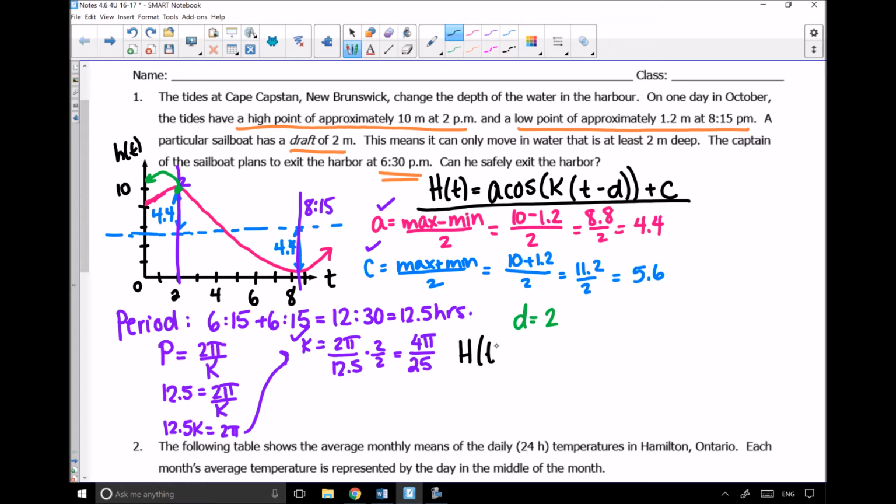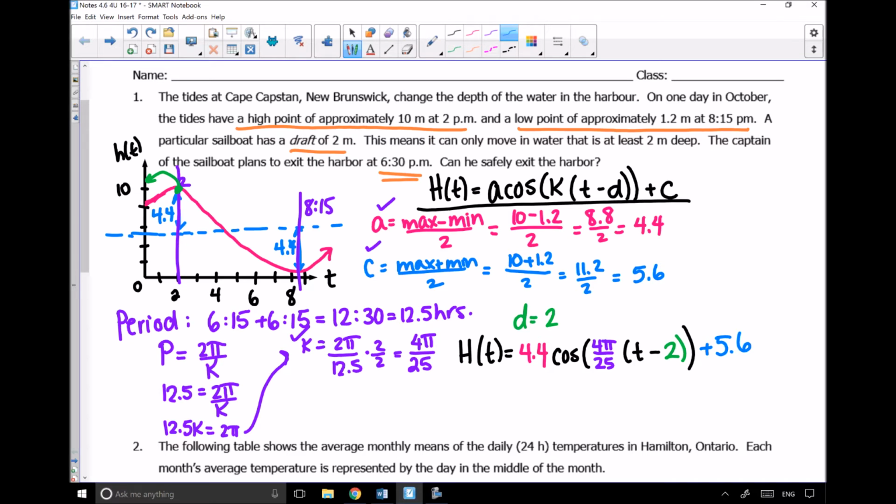So h of t is going to equal, so I know that the A value is 4.4, okay? And then I'm going to do the cosine of K, we know is 4 pi over 25, times T minus, we know that the D value is 2, okay? And then plus 5.6, because we know that the C value is 5.6. So we're just plugging in all of this information right here.